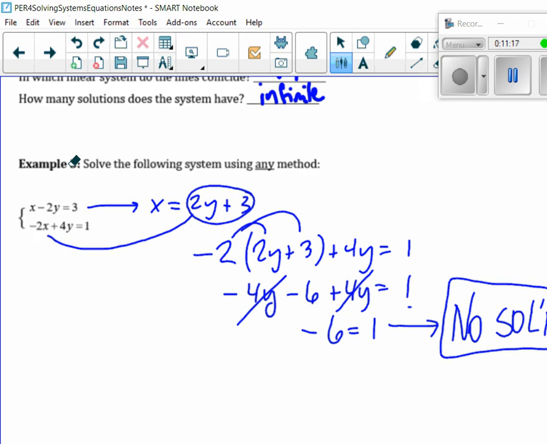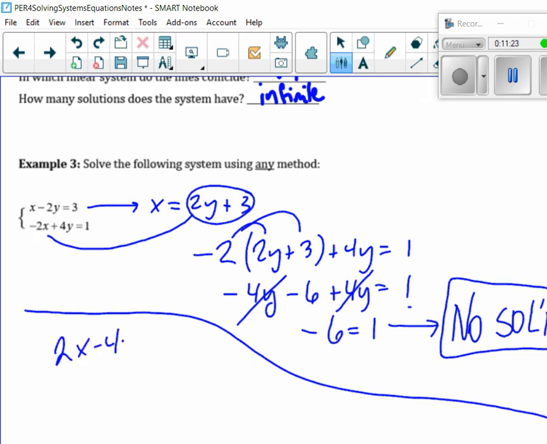Do you want me to do elimination just for fun? Okay, so I'm going to multiply the top by 2. So I get 2x minus 4y equals 6, and then I get negative 2x plus 4y equals 1. Cancel, cancel, I get 0 equals 7. So again, I got something goofy that doesn't make sense, which indicates no solution.